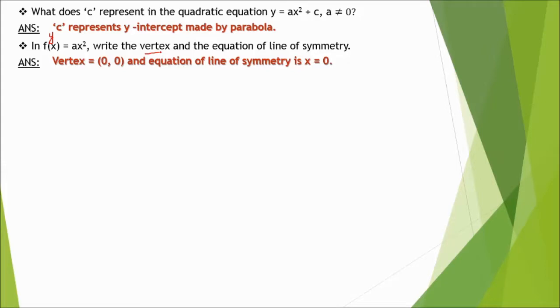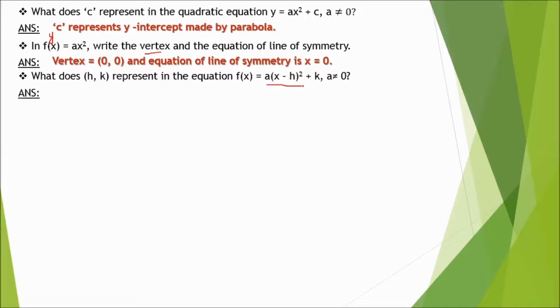Next question. What does (h, k) represent in the equation? This is the equation of a parabola in the vertex form. So (h, k) represents the vertex, the coordinates of the vertex of the parabola.